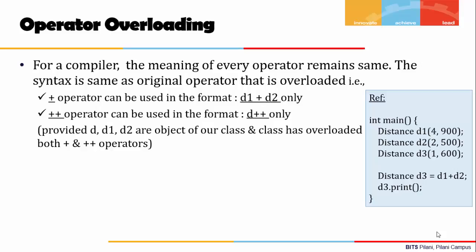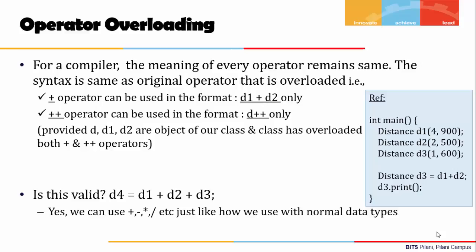Similarly, if you see this program, we are defining three objects d1, d2, d3. So is this valid? If we write d4 is equal to d1 plus d2 plus d3, yes, it is valid. We can get d4 is equal to d1 plus d2 plus d3. We will use the plus operator just like normal data types. So even though you have user defined distance objects here, you can use it normally.